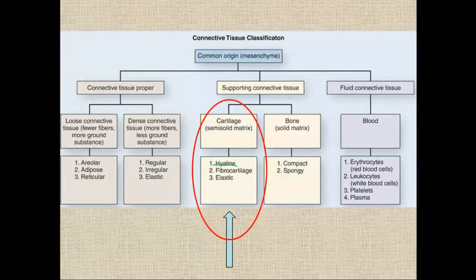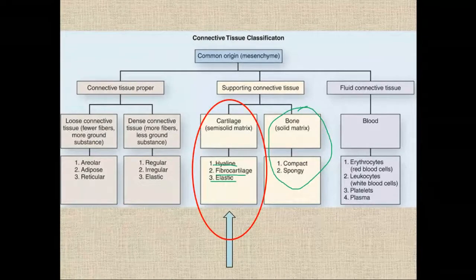I'm going to basically just go over the hyaline, fibrocartilage and elastic cartilage. And then definitely I'm going to talk about bone in this one, because we talk about it more in detail in the introduction of the skeletal system. See how many things overlap. It's less material than you think, because we talked about bone here.